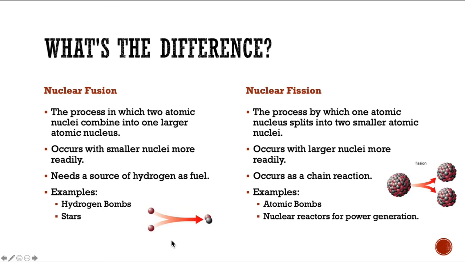This needs a source of hydrogen as fuel. An example of where this occurs would be in the sun. The sun fuses hydrogen into larger and larger elements. It can take one of these nuclei and add some hydrogen to it, and that hydrogen nuclei combines with the other nuclei and becomes a larger atom. So hydrogen is a fuel source that's required, that's used up during this reaction. Another example of where this type of reaction is used is hydrogen bombs.